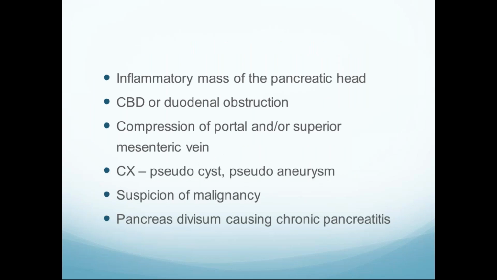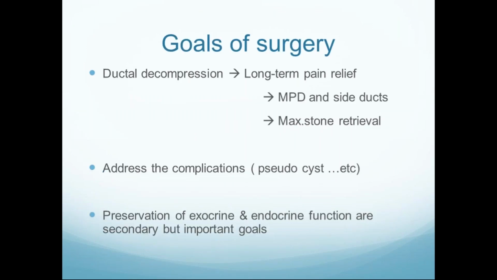Generally, the presence of complications of chronic pancreatitis, that is an inflammatory mass in the head of the pancreas, CBD or duodenal obstruction, compression of the portal or superior mesenteric vein, pseudocyst, pseudoaneurysm, any suspicion of malignancy, and pancreatic divisum causing chronic pancreatitis. Pancreatic divisum is a congenital anomaly where the pancreatic duct divides into two, forming two separate drainage systems, causing compression of the pancreas.